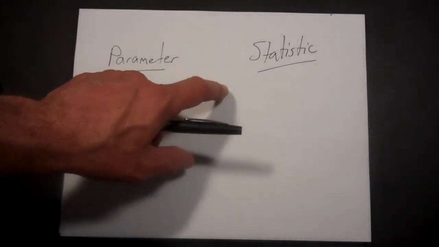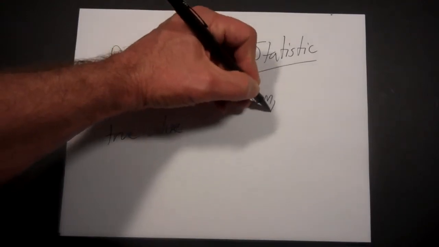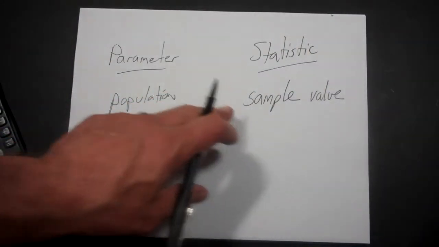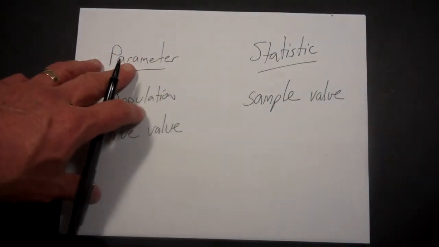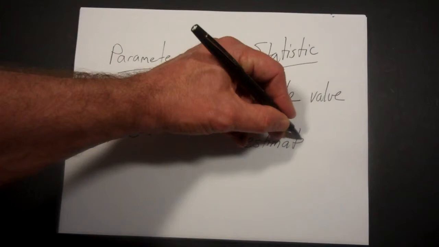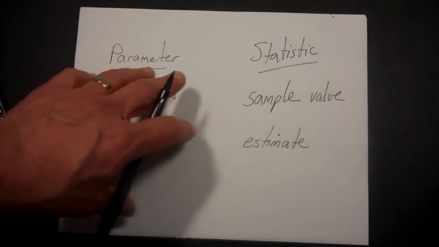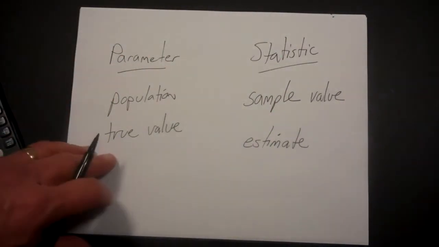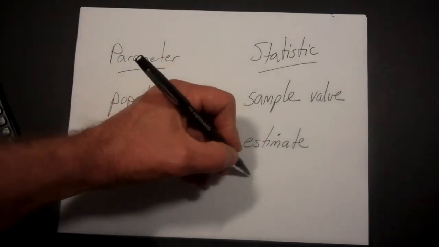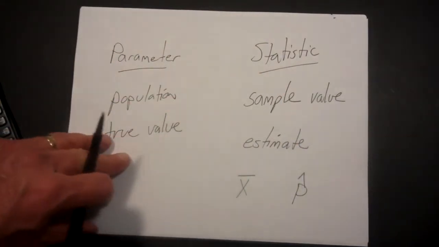Now, a statistic. A statistic is derived from a sample. So it's a sample value, and it's a sample value that's been calculated to try to give you insight about parameters. And the most common statistic is what's called an estimate. So, for example, let's say there's a true population mean and you wanted to estimate it. That estimate would be a statistic. The two most common statistics we're going to deal with in a confidence interval are x bar, the sample mean, and p hat, the sample proportion.